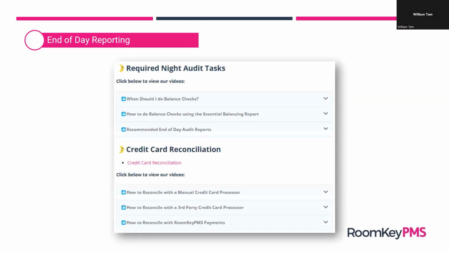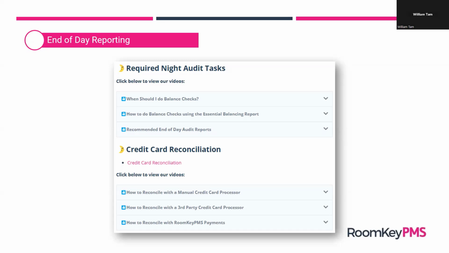A bulk of the night audit task will be contained here within the required night audit task and the credit card reconciliation. So as far as the required night audit tasks, this is where we outline our balancing procedures, sometimes called balance checks or essential balancing.